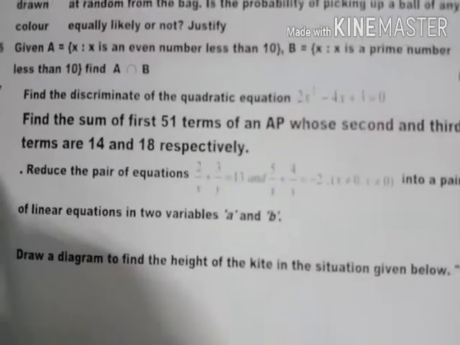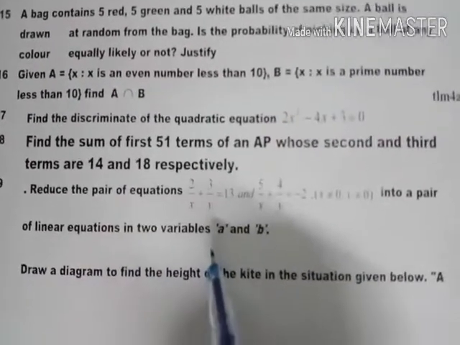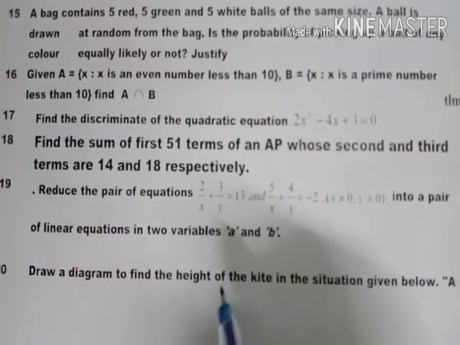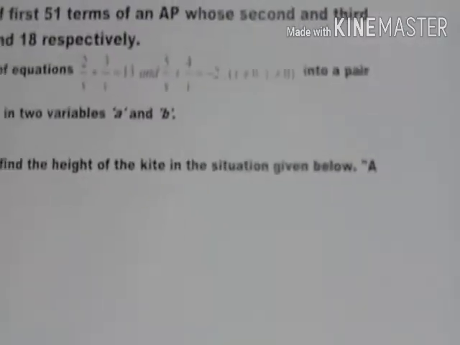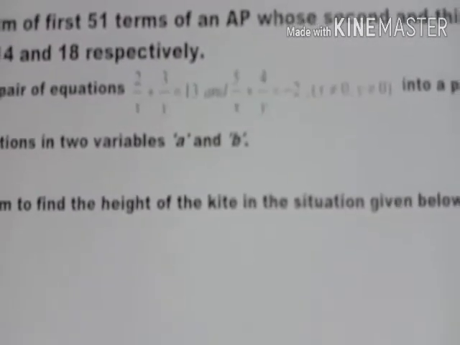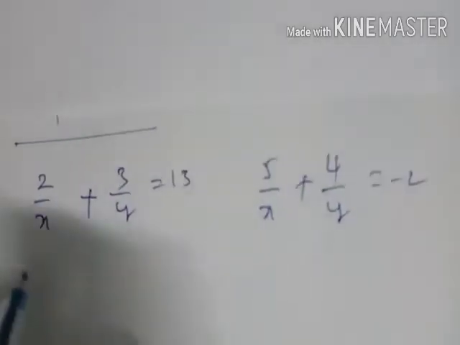So and the 19th question, which comes under linear equations. So no need to answer in the lengthy way. We need to answer only simplification. Here the given question is like this: 2 by x plus 3 by y is equal to 13, 5 by x plus 4 by y is equal to minus 2. So we need to simplify like this.